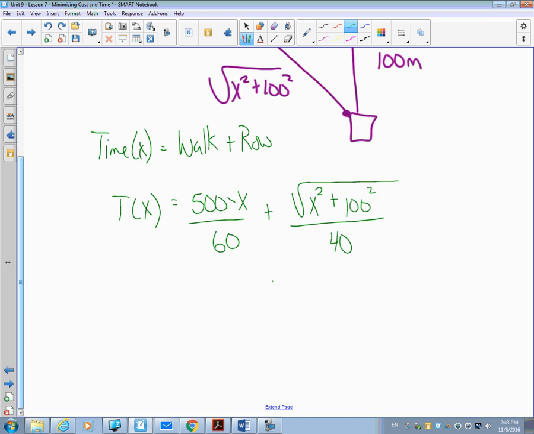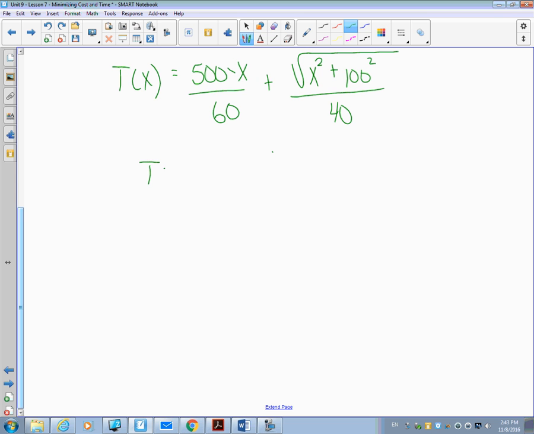If we want to minimize our time, we're going to take a derivative. We should simplify this first. So 500 over 60, well, it's kind of hard to simplify, so let's just leave it as 25 over 3, just reduce the fraction. Same thing over here. I can't really divide it by 60 without making big long decimals, and I want to avoid those. For the next piece, let's put our fraction out front, times x squared plus 100 squared, which is 10,000, to the exponent of 1/2. Now we're ready for the derivative.